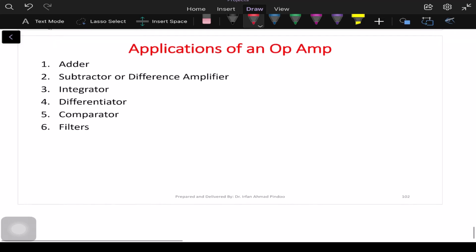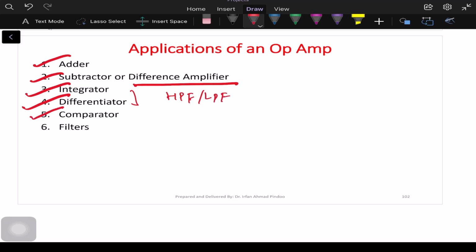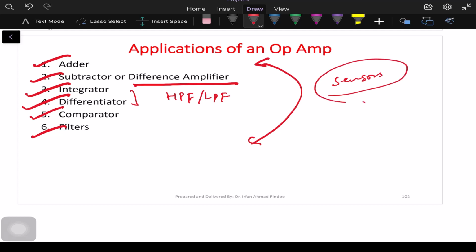Then what are the different applications of an op-amp where we can use it? There are a lot of applications, like we can use them to create adder circuits, subtractor circuits, differential amplifiers, then integrator, differentiator, which can also be used further for high pass filter and low pass filter applications. Then comparison, if you want comparison of two signals, the comparator, then the filters also. So these are all a wide range of applications where an op-amp can be used. And there are a few more, like in modern days, most of the sensors that we use with the Arduino and all are mostly made of operational amplifiers.